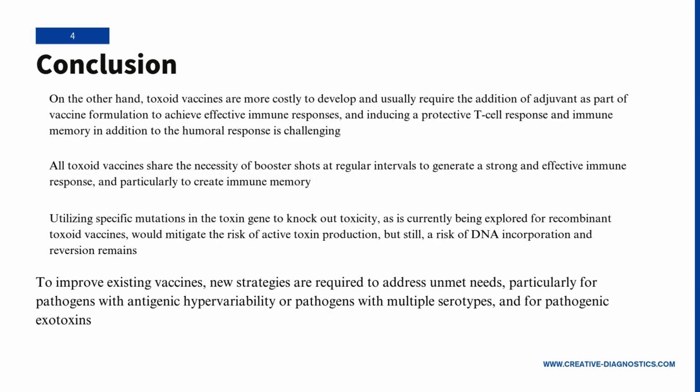toxoid vaccines are more costly to develop and usually require the addition of adjuvant as part of vaccine formulation to achieve effective immune responses, and inducing a protective T-cell response and immune memory in addition to the humoral response is challenging. All toxoid vaccines share the necessity of booster shots at regular intervals to generate a strong and effective immune response, and particularly to create immune memory. Utilizing specific mutations in the toxin gene to knock out toxicity, as is currently being explored for recombinant toxoid vaccines, would mitigate the risk of active toxin production, but still a risk of DNA incorporation and reversion remains.